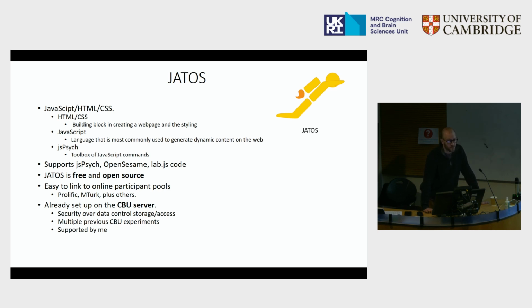The JavaScript, which is the language that we most commonly use to generate dynamic content, is important if you're doing behavioral experiments. Now, you don't have to be super proficient in these codes because various toolboxes have already been made that package up some of the JavaScript commands. A good example of that is JSPsych, but JTOS also supports numerous other ones, such as OpenSesame and lab.js, which, as I say, are commands that are packaged up bits of JavaScript that you can just put in a line and relatively easily run on JTOS.